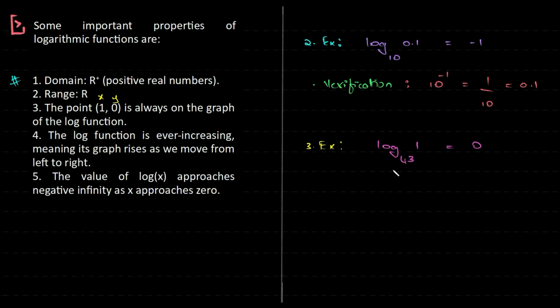Does it make sense? It should actually, it's not that hard. Let me do the verification for you guys. It's a simple thing. 43 to the power of what is 1? Yes, 0, right? And so (1, 0) is always on the graph of any logarithm function.